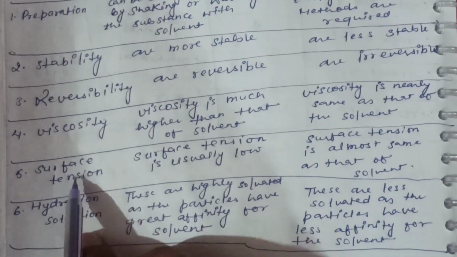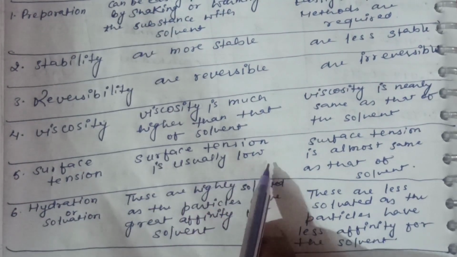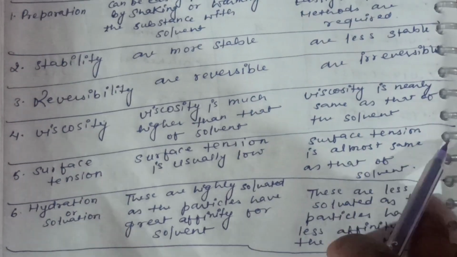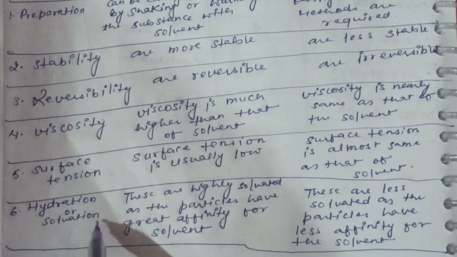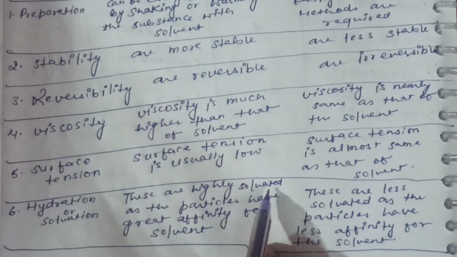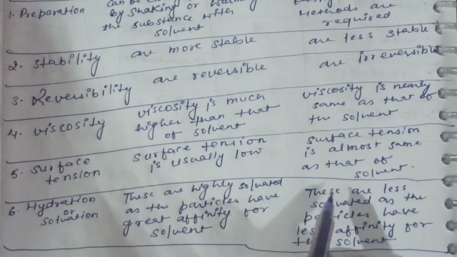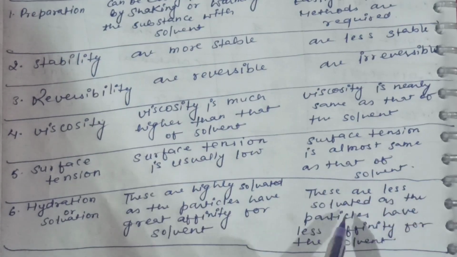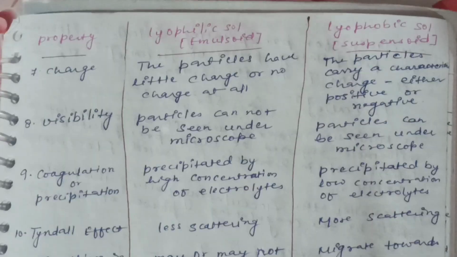Now, surface tension property. Lyophilic sol surface tension is usually low. Lyophobic sol surface tension is almost the same as that of the solvent. Property hydration or solvation: lyophilic sols are highly solvated as the particles have great affinity for the solvent. Lyophobic sols are less solvated as the particles have less affinity for the solvent.